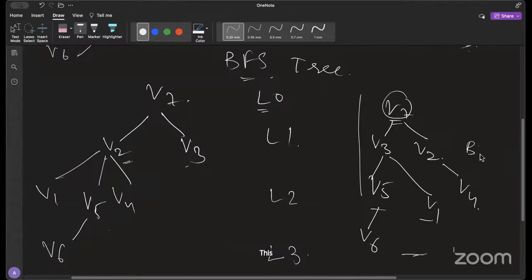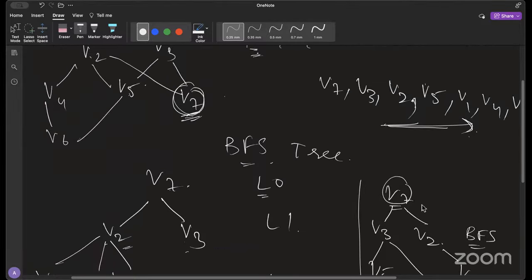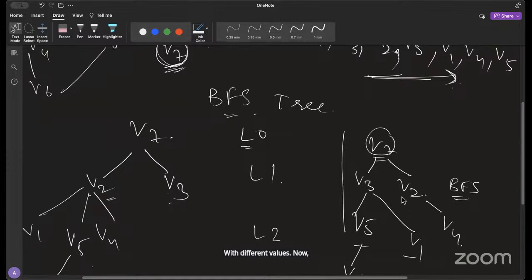This is also a BFS tree for the same graph with different levels. Now, okay, ma'am, got it.